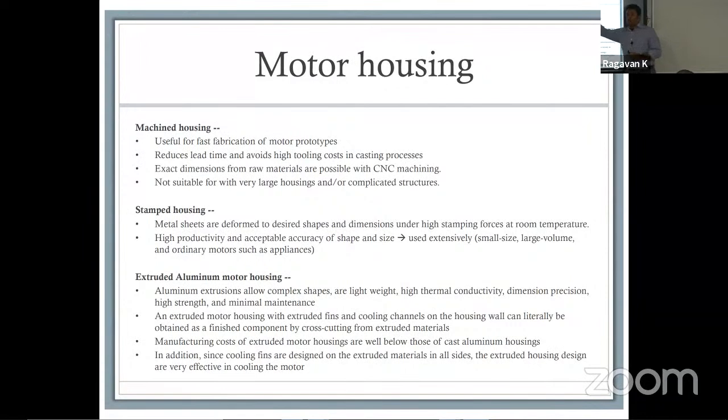Great. But the CAD design you have created needs to be compatible with your commercial deployment. You can do this as a process, but the tolerances should be compatible with the overall end application you are going to select. With stamped housing, you have metal sheets that you can create into specific shapes, and that allows you to create small size, large volume ordinary motors. We don't use them, for example, for traction motors. They are more used for smaller motors. And of course, extruded aluminum housing, in which you can create several complex shapes.